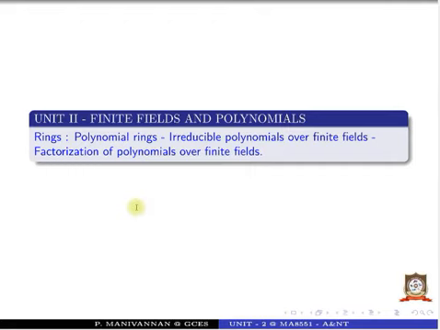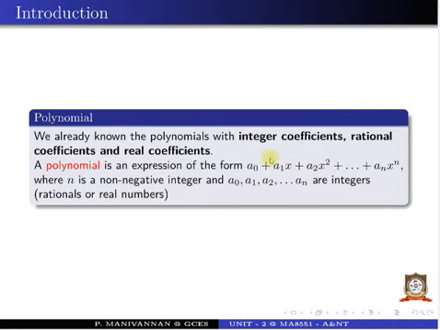What is this unit? Finite fields and polynomials: polynomial ring, irreducible polynomial over a finite field, factorization of polynomials over a finite field. Now we already know polynomials with integer coefficients, rational coefficients and real coefficients.